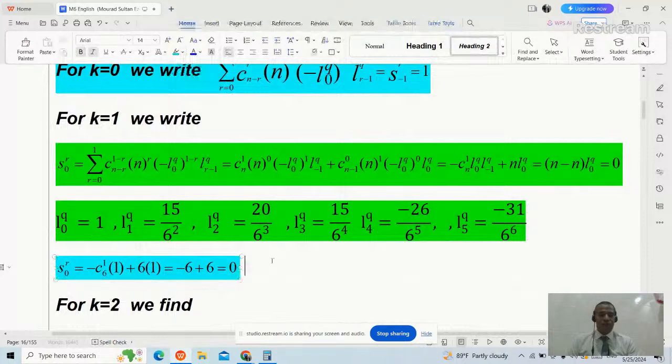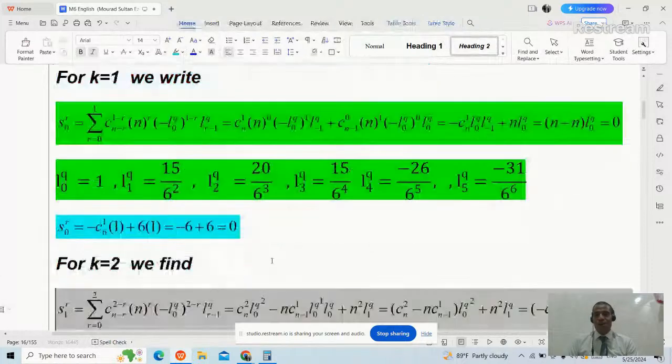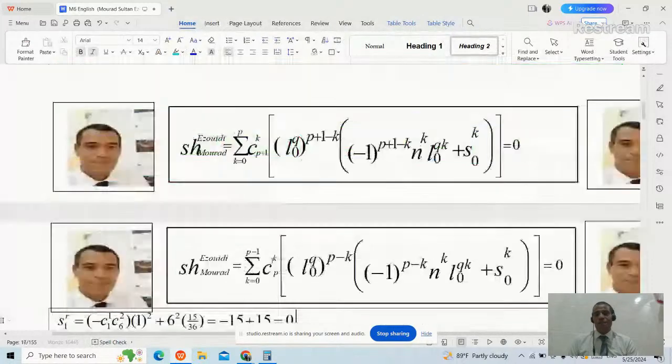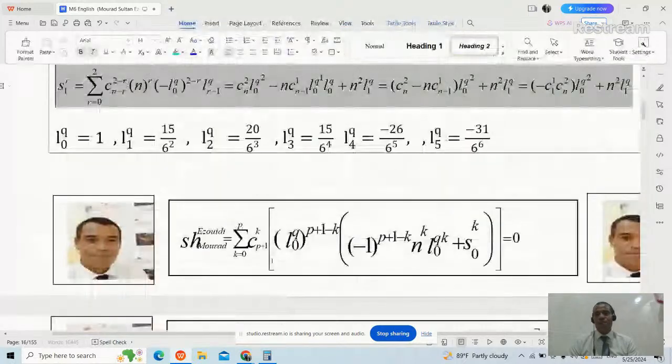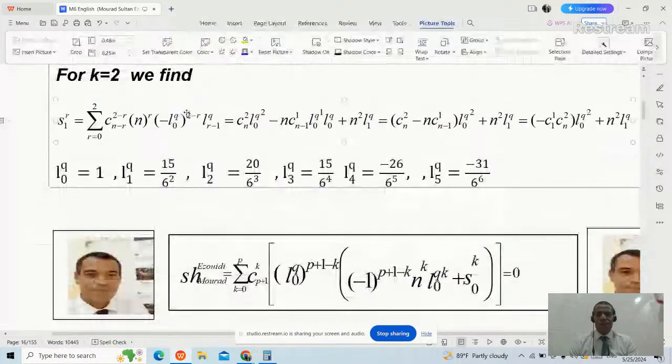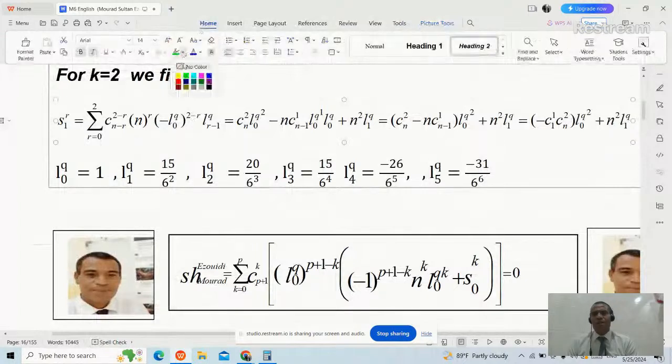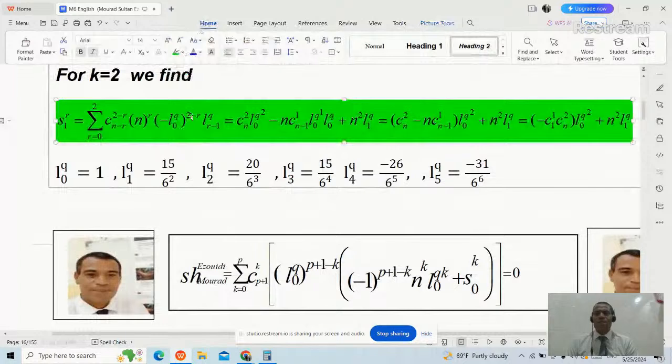Now we have to find also S1, which is very important. S1, learners, we should find S1. I will try to make this appear in green color, because this one, S1, has been derived from the discriminant formula when k equals 2.